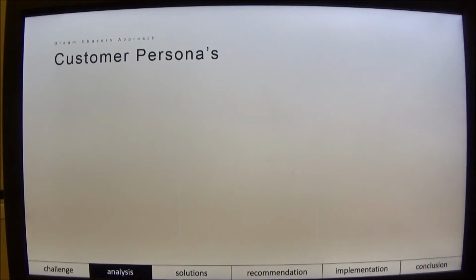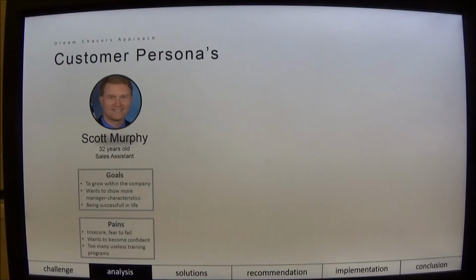Now looking at the market itself. So who are they trying to reach? What is their target market? So I created 3 personas of their ideal customer, based on the interview I had with the company itself. The first of all is Scott Murphy. He's a 32-year-old sales assistant who is eager to grow within the company he's working at and basically wants to be successful in life. However, he's quite insecure and is not too confident in his own strengths.